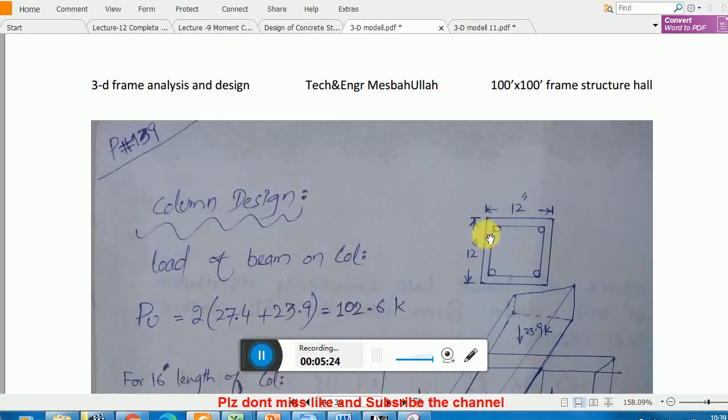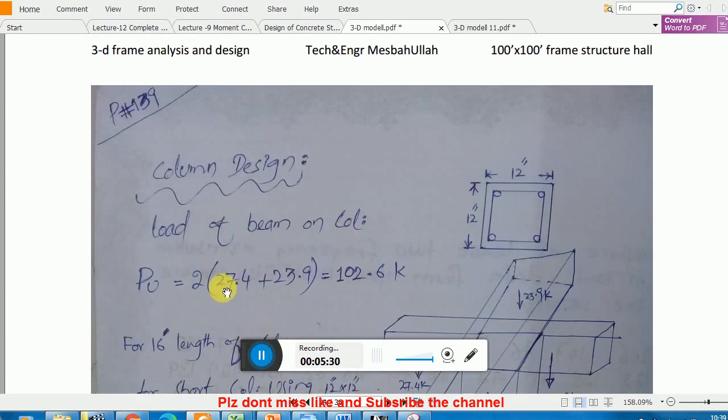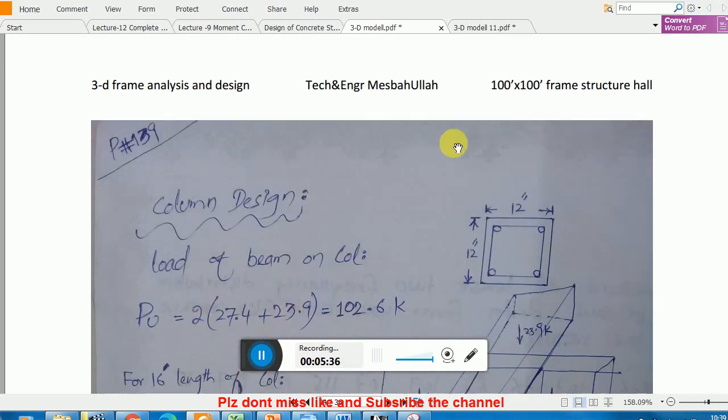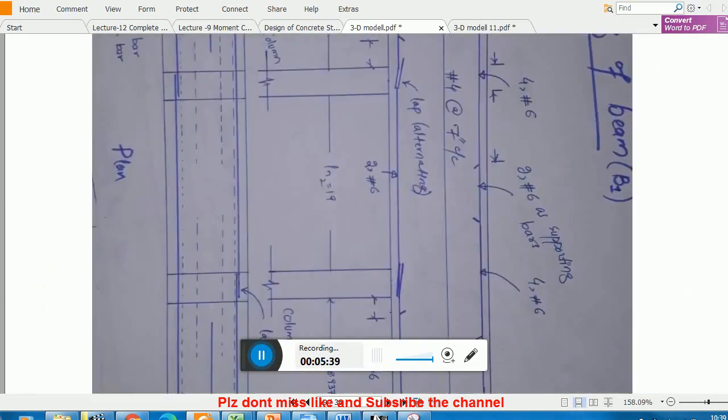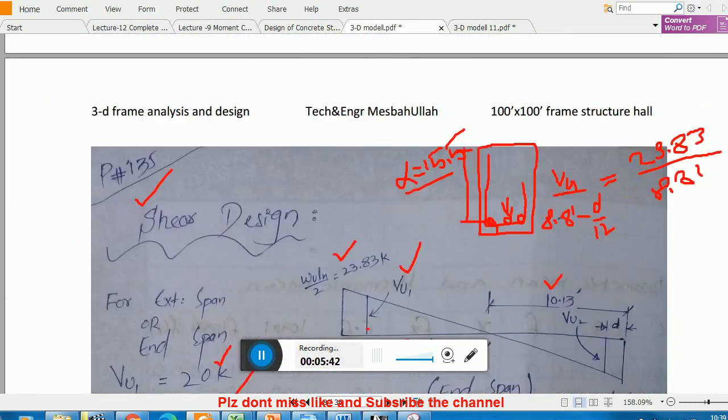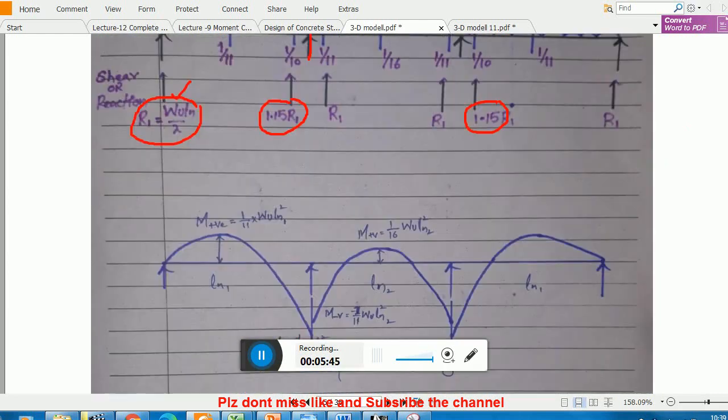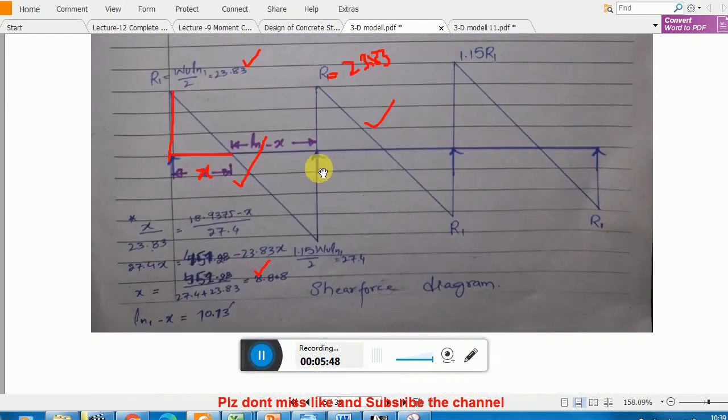Okay, now coming back, here you see we are providing a 12 by 12 inch column, and the load of the beam on the column, you see, 27.4 plus 23.9 and 2. This means that we have to go back to the shear diagram, and from that shear diagram we can find out these reactions. Okay, here you see this is the column. Okay, and this is the one side beam, remember. Now you see this 27.4, which is the reaction of this column to this span. This is the end span, and this is also a reaction, 23.23, which is the reaction to the middle span.